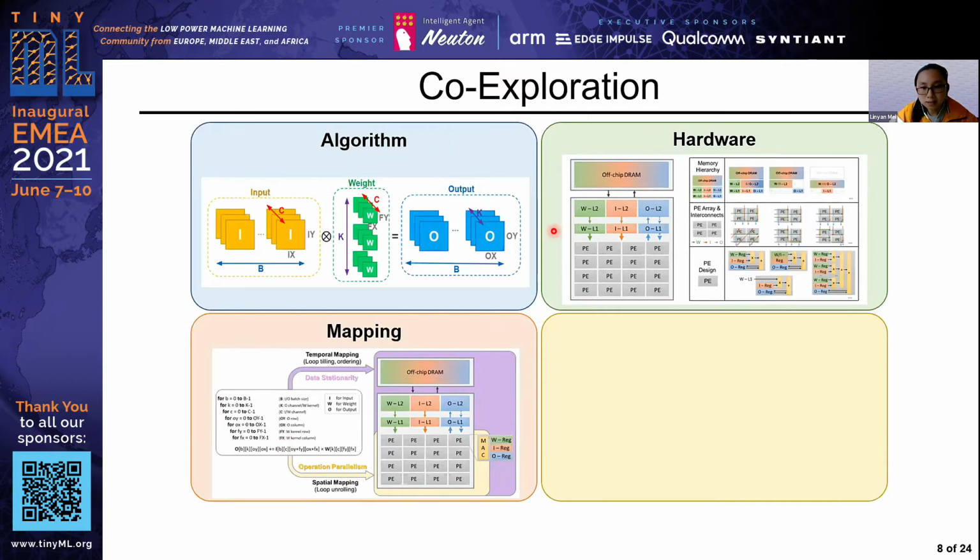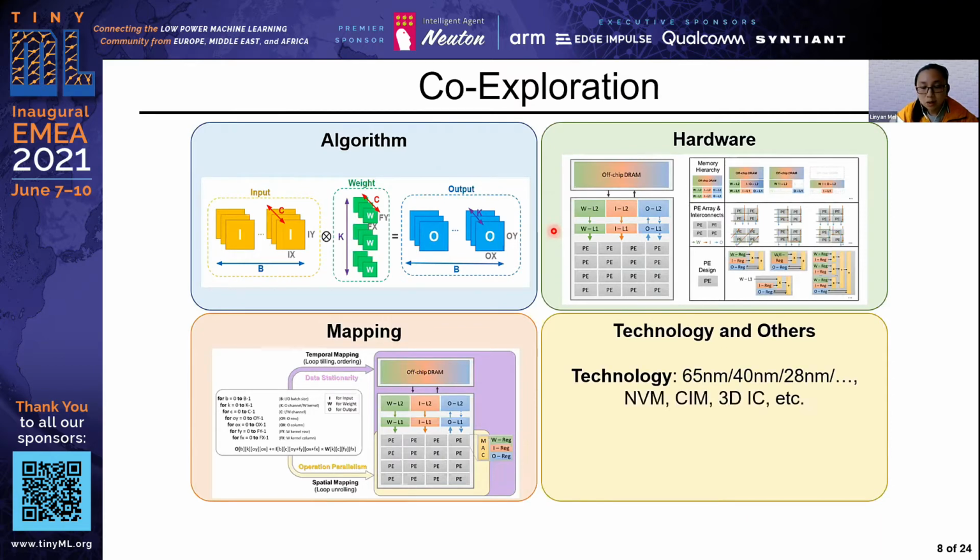Besides these three perspectives, we also need to consider the impact of different technologies and new technologies, like non-volatile memory, compute in memory, or 3D integrated circuits. And all the different technologies will have an impact on the hardware, and also an impact on the mapping. So some other considerations, like what if we have sparsity in the neural network? What if we have various data precision in the neural network, and also cross-layer execution patterns? They will all change the optimum point in the design space.